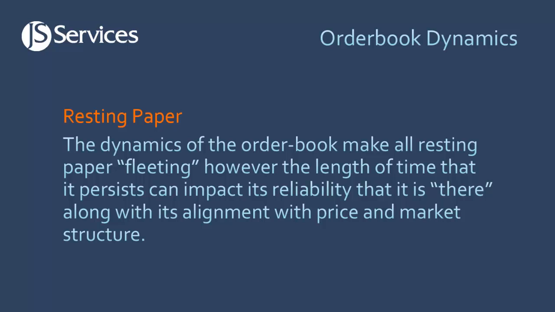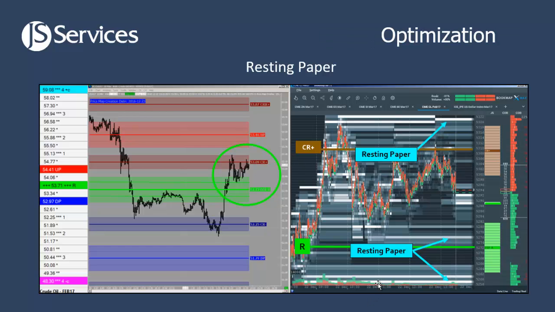Resting paper. The dynamics of the order book make all resting paper fleeting. However, the length of time that it persists can impact its reliability that it's there, along with its alignment with price and market structure. Here in our example, we've had our liquidity shift, and we also have resting paper above the market, just above this recent peak, and also below the market, just underneath the variance. Here we have this price structure, and we have some resting paper above that. Here's our figure, R level, and then we have resting paper below the market.